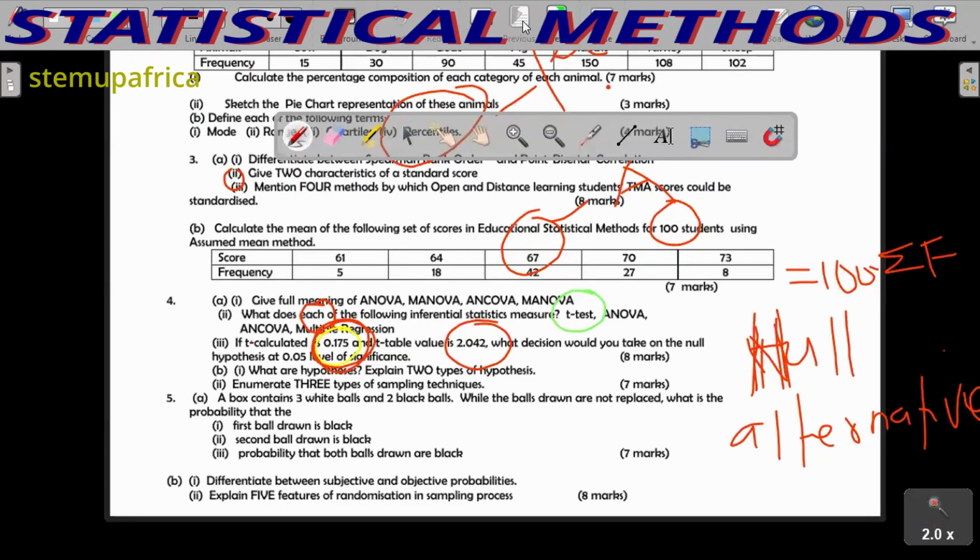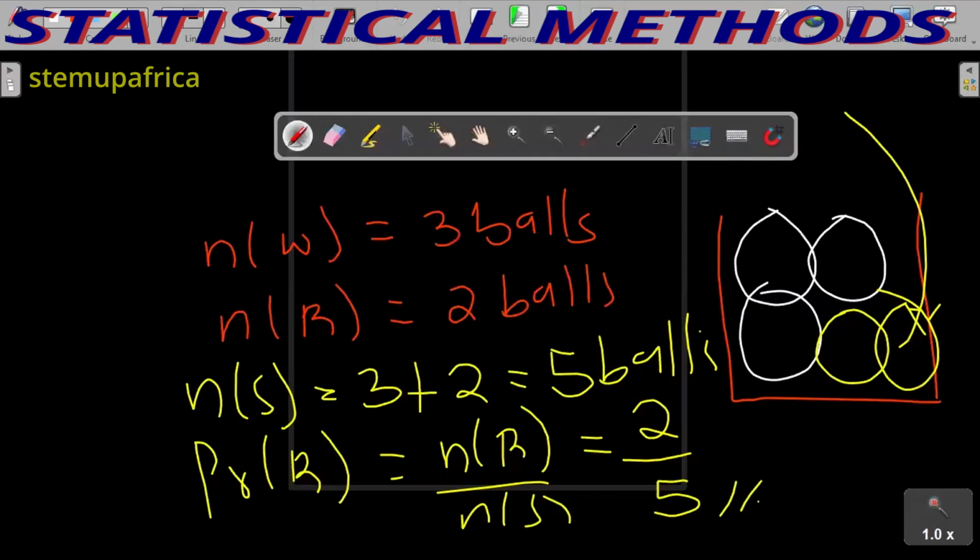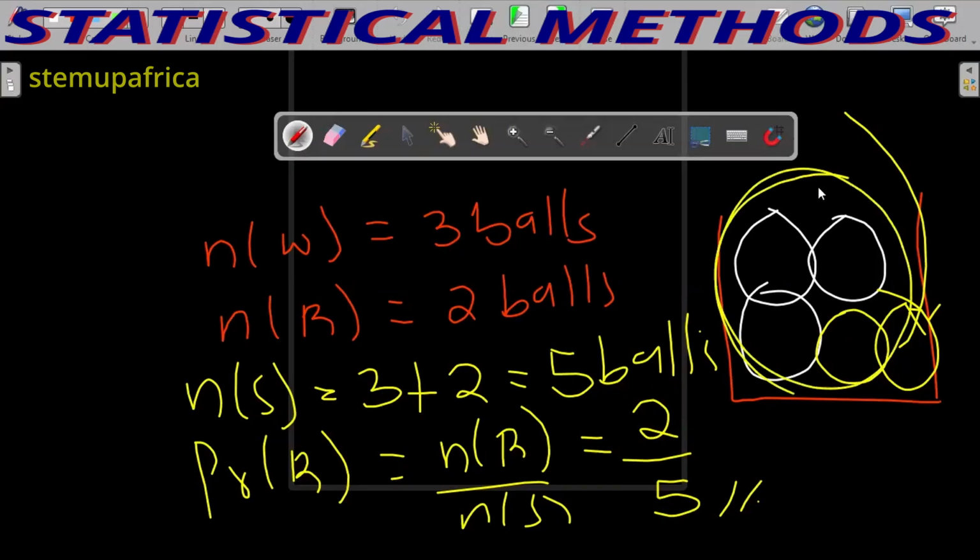Then 2: the second ball drawn is also black. We took the first ball, which is a black ball. We didn't take it back. You're not removing or putting back that black ball. So if I take a black ball, I didn't take it back. That means I have 4 balls left.